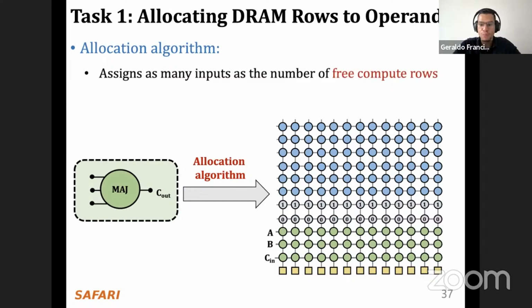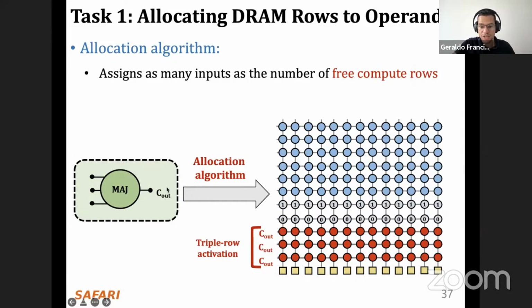Since the number of compute rows is limited, 3 in this example, this step of the algorithm assigns only as many inputs to the compute rows as the number of compute rows that are not yet allocated to any operand. Next, we perform a triple activation in the compute rows, which computes the majority of, for example, A, B, and carry in, which in fact computes the carry out in this example majority gate. This is for a full adder.